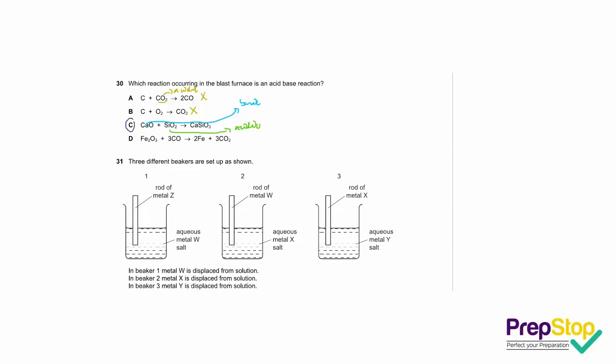In option D, we see that although iron(III) oxide is basic, carbon monoxide is a neutral oxide, so it is not an example of an acid-base reaction.